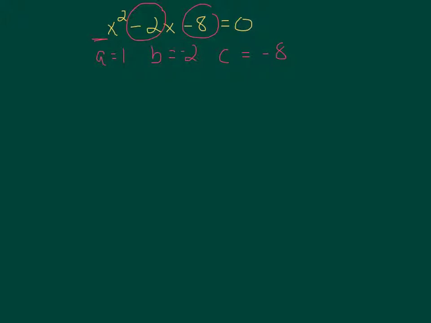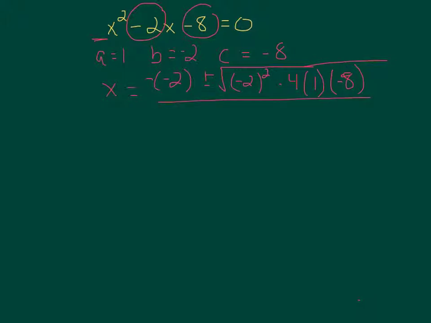So we use our formula. x equals negative b. We got negative 2 for b, so negative negative 2, plus or minus the square root of b squared, so negative 2 squared, because the negative has to be squared also, minus 4 times a, which is 1, times c, which is negative 8. Make sure that's under the square root. All over 2 times a, which is 1.